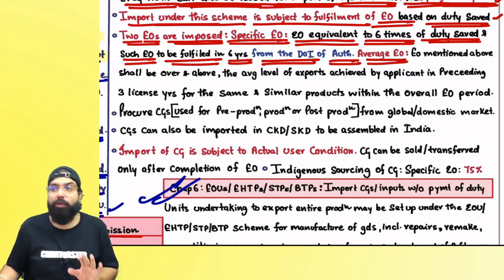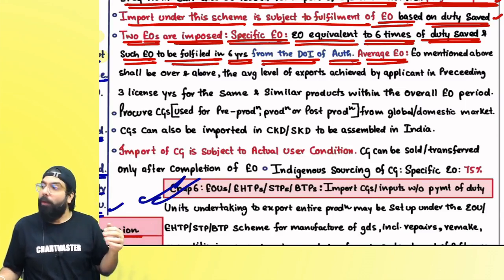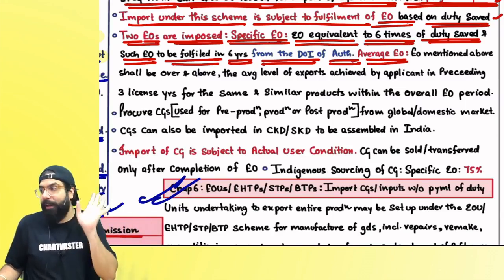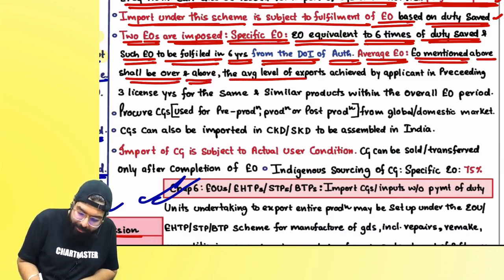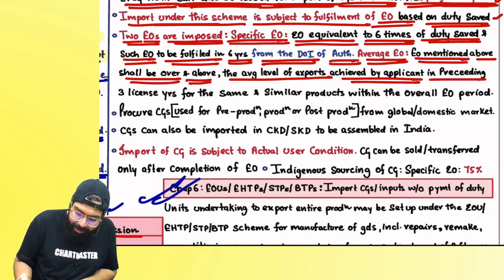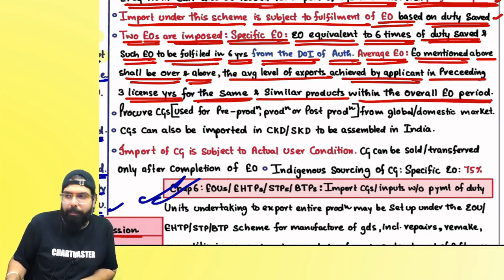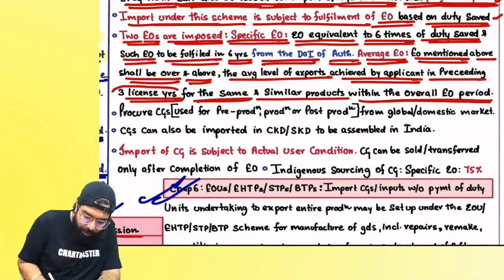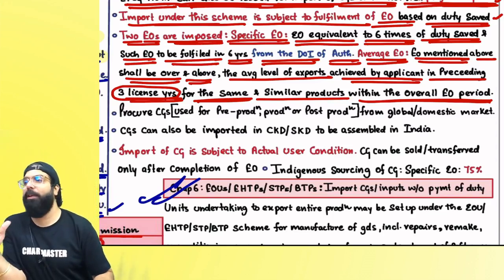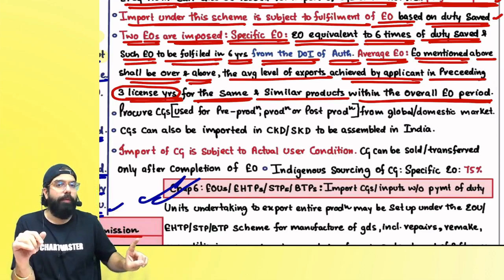Average export obligation also you have to maintain. What is average export? Sir, I was already exporting 100 crore. Whatever you are exporting, that too you have to maintain. They are telling export obligation mentioned above shall be over and above the average level of export achieved by the applicant in the preceding 3 license years for the same or similar product within the overall export obligation period. Everyone listen. Last year, whatever you had gone ahead and exported, last 3 license years, whatever you had exported, of that average will be taken. Last 3 years, if you had exported on an average 10 crore, that too you have to do.